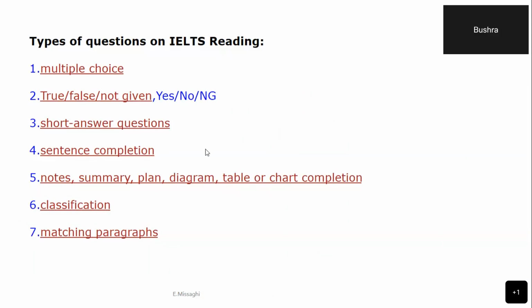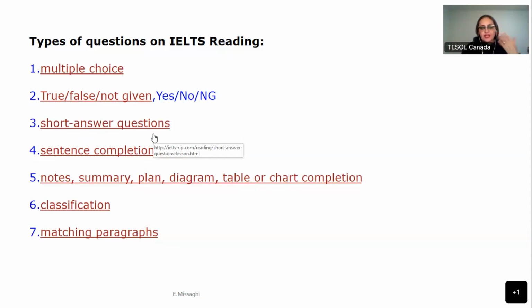Okay. So, short answer questions. There are some questions that, according to the text, students need to answer, and the number of words is mentioned. So it's very important to pay attention to how many words you can use: 3 words and 1 number, or only 2 words, or maybe 4 words. Sentence completion: you have part of the sentence, and according to the text, you need to complete the sentence. And diagram, table, chart completion, classification, putting things in order, and matching paragraphs.